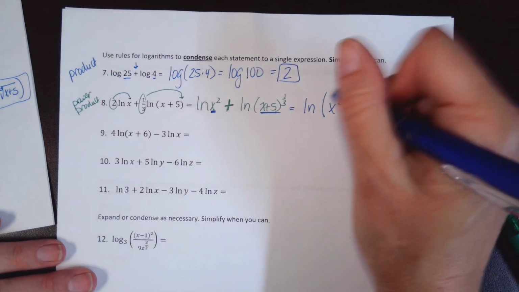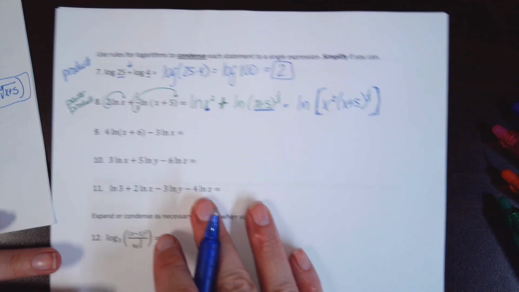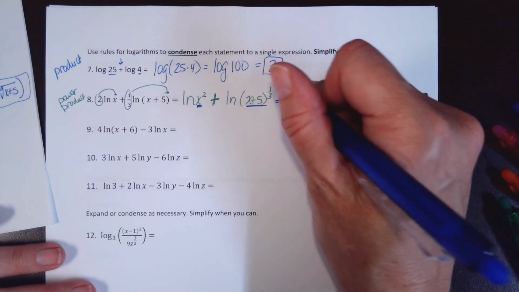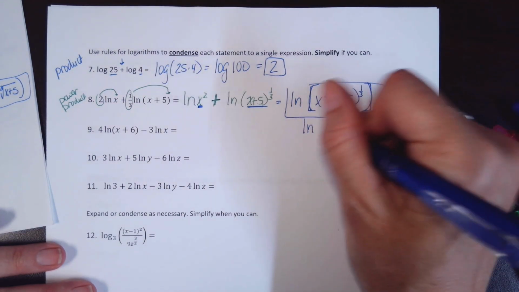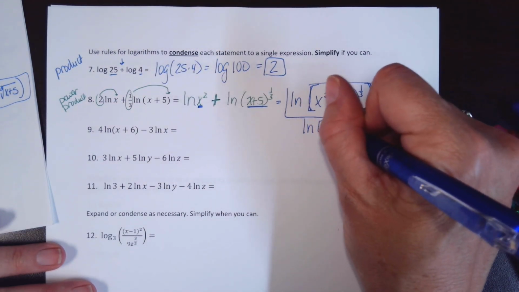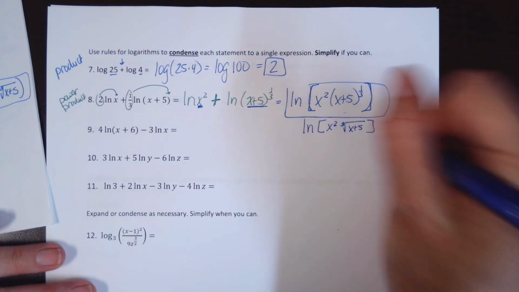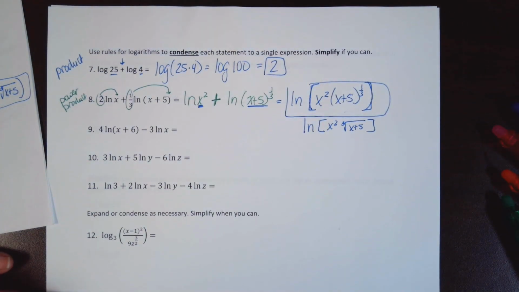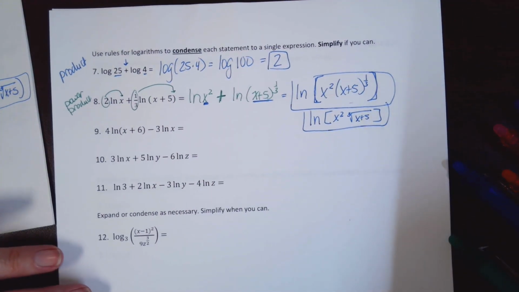Now, I can't combine those because they're not like terms. There's nothing else I can do in there. I can leave it like that, or I could choose to rewrite this as a radical and say natural log of x squared times cube root of x plus 5. That's fine too. Either way, it's great. Okay, let's look at the next one.